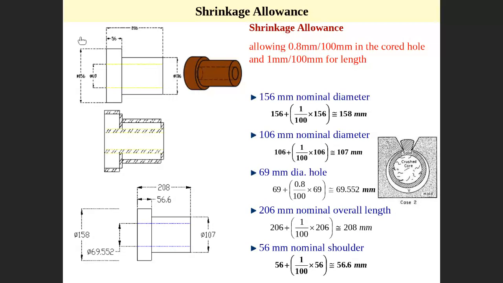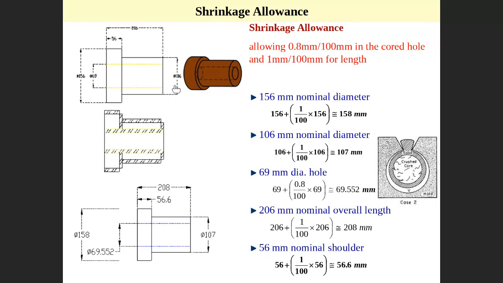This 156, this dimension diameter, this diameter 156, and we said the length is 1 millimeter per 100, then 0.01, or 1 per 100, for 156. Then you see it's a kind of percentage of 156, which is this one. Then you get 158, then this one becomes 158, increase the dimension.